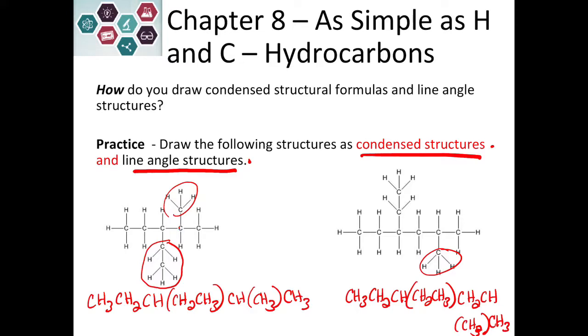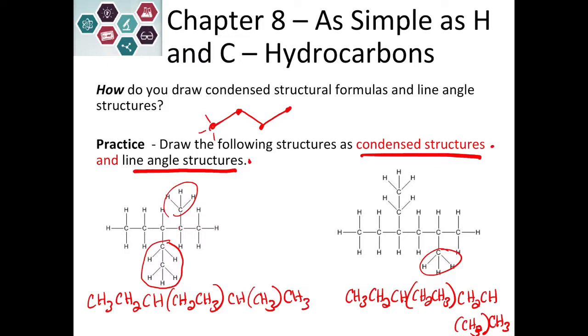Line angle is where you're going to use lines at angles to represent your carbons and the rest of your molecule. So the end of each line is a carbon. Anywhere your line comes to a point is a carbon. You do not draw in hydrogens. If you're going to count hydrogens, you assume carbon has 4 bonds, which it always does. So you would add in to where you get 4.